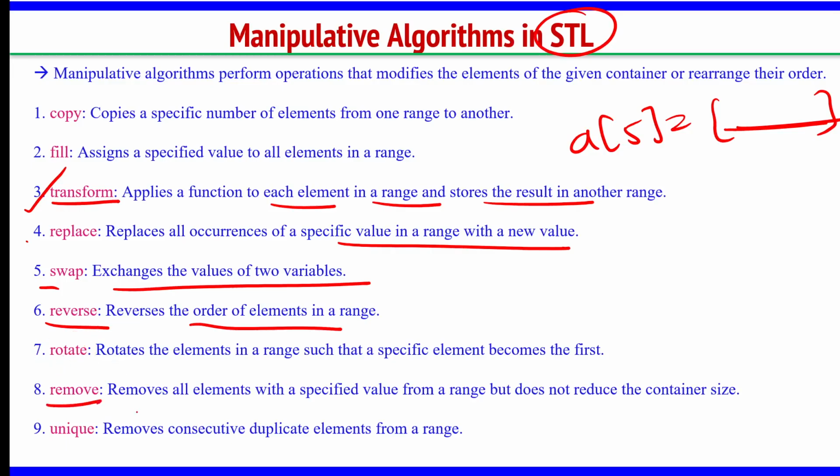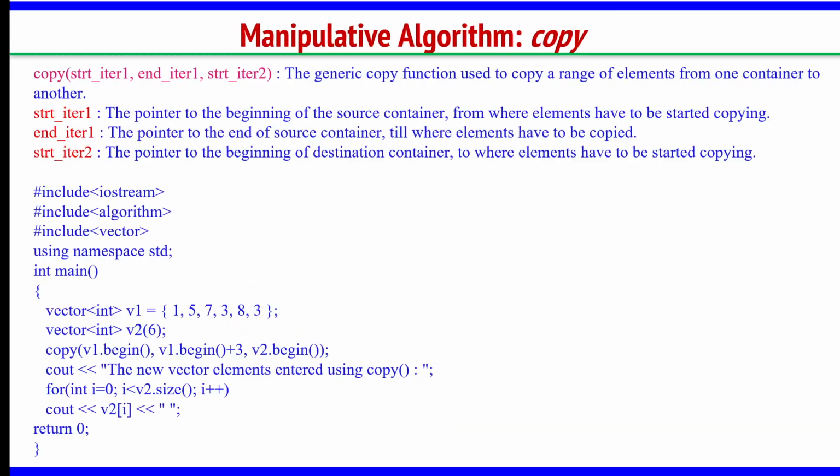Next, remove, right. So, this will remove a specific element, whatever you give. Unique removes consecutive duplicate elements, right. So, these are very important manipulative algorithms. Let us see each of them in detail. The first one, copy. See the example first, then we will go to the syntaxes and the explanation, right.